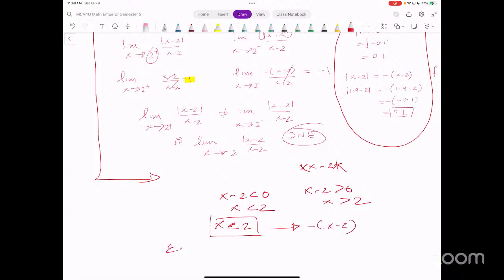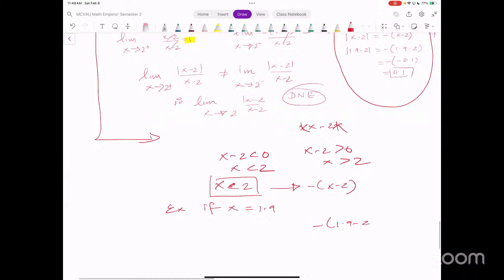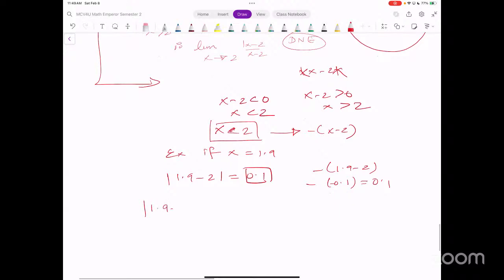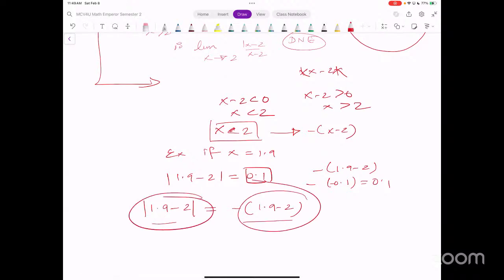For example, if x is 1.9, then 1.9 minus 2 is negative 0.1. If I take the absolute value, I get 0.1. So another way: the absolute value of 1 minus 2 is the same as saying negative of 1 minus 2. We got the same result. So instead of this, I can also write that, isn't it? Because I got the same result. 1.9 minus 2, absolute value is 0.1. 1.9 minus 2 is negative 0.1, multiplied by negative 1 is going to be positive 0.1. So in both places, we got the same expression.